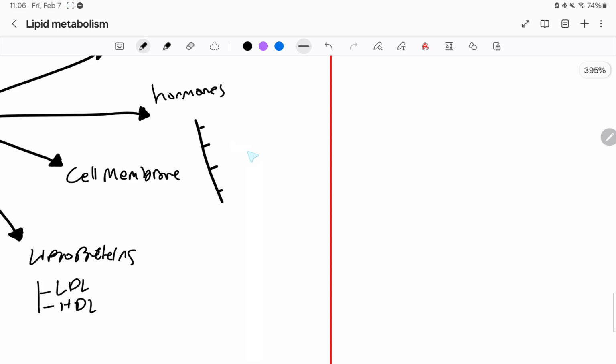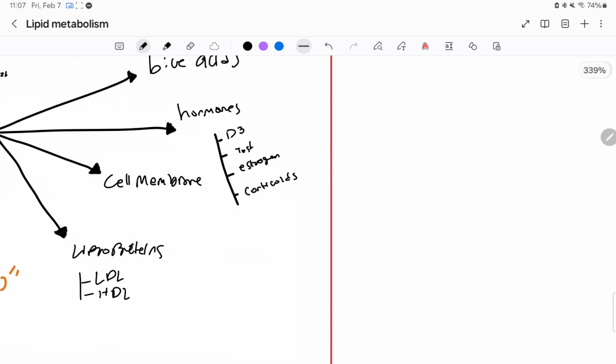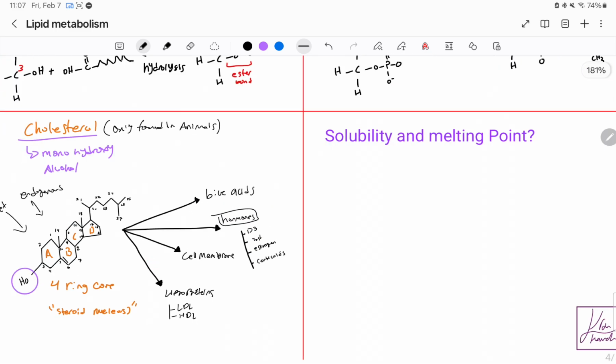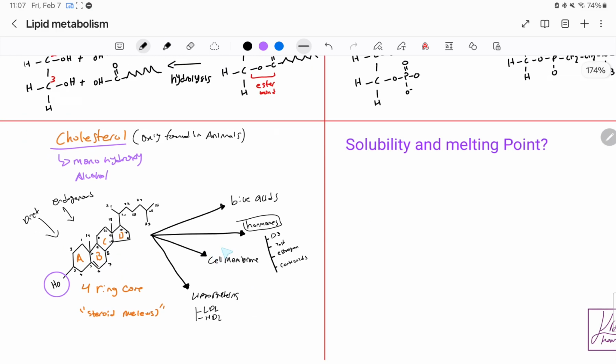Now, some of these hormones are going to include vitamin D3 or cholecalciferol, testosterone, estrogen, even progesterone, some of your adrenal corticoids. I'll just put corticoids here because I don't have space. But mineralocorticoids, adrenal corticoids, all of these different kinds of hormones, they are all synthesized from cholesterol. So you can see how important cholesterol is in your body. It's literally important in so many things. Okay, that's all I wanted to talk about with cholesterol.